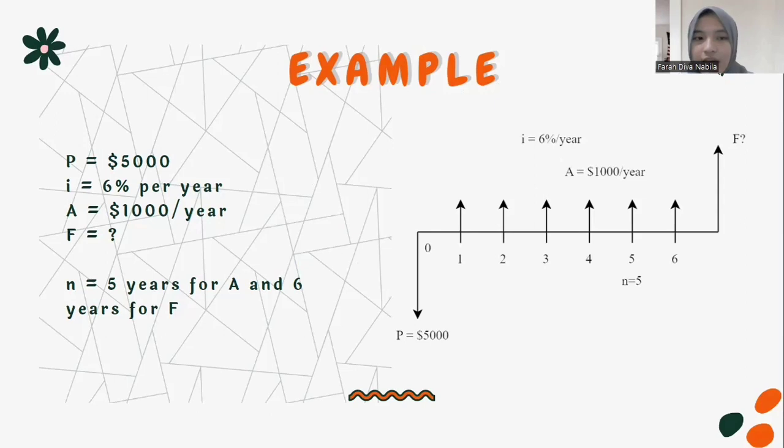And we have A. A is you will be withdrawing it for 5 years starting next year. And in the year 1, you're going to start withdrawing 1,000, and you're going to do this for 5 years. And we have i, which is equal to 6% per year. And then at the end of 6 years, you're going to withdraw the remaining money, which is unknown, and the arrow will be different because we don't know if it's going to be more or less. But this F will be unknown, and your N for the F will be equal to 6 years.